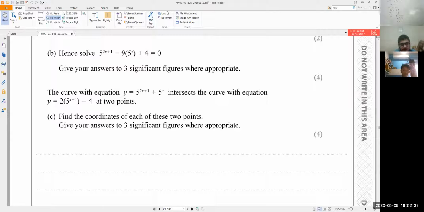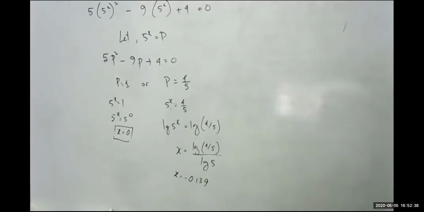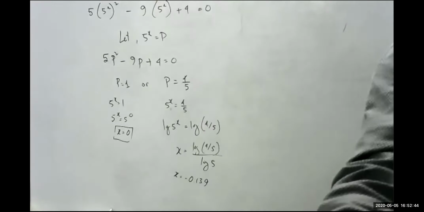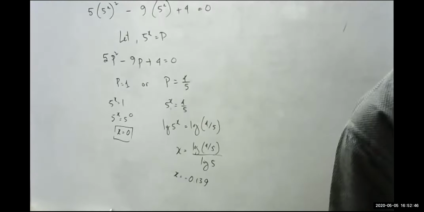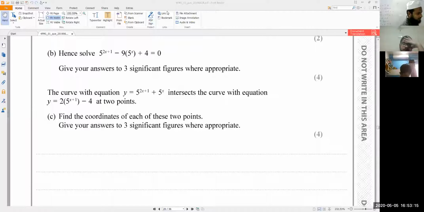Y equals to y, sir? Yeah, it is y equals to y. But, sir, it is a problem whenever there is x in a power. I always have trouble with those types of math. Right, so let's do this. So do y equals to y. So I can say that 5 to the power 2x plus 1 plus 5 to the power x should be equal to 2 times 5 to the power x plus 1 minus 4.